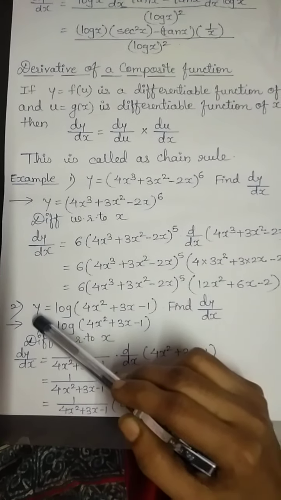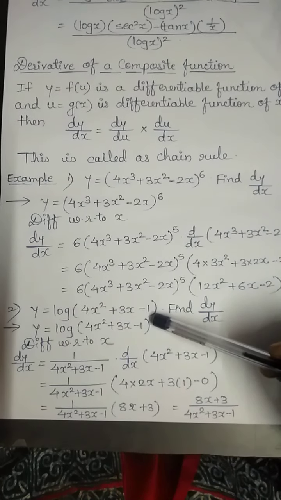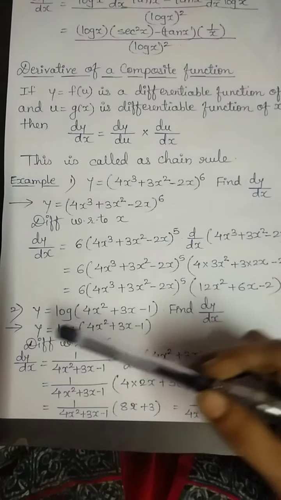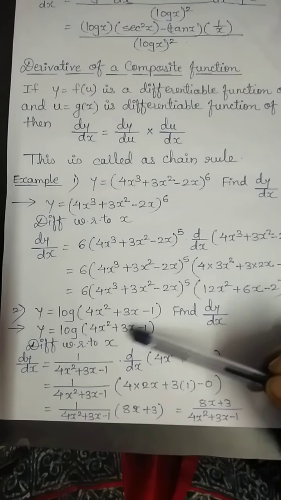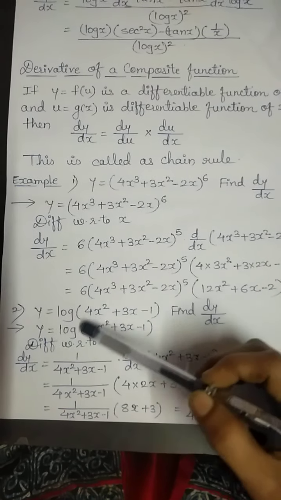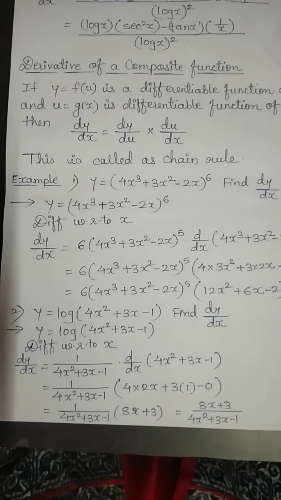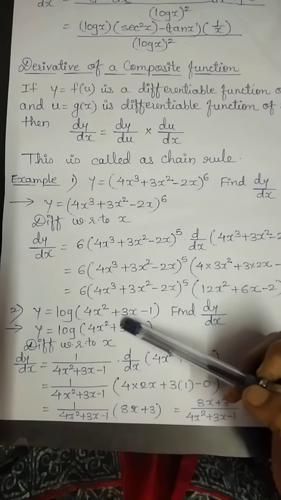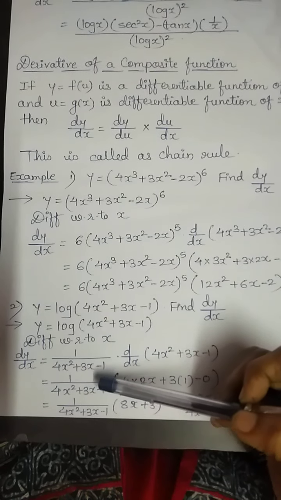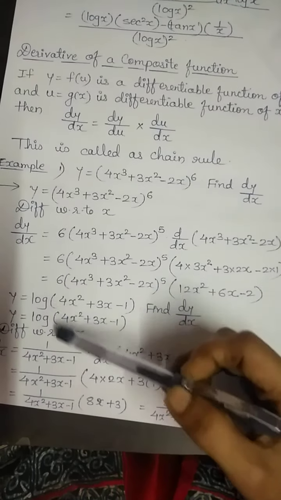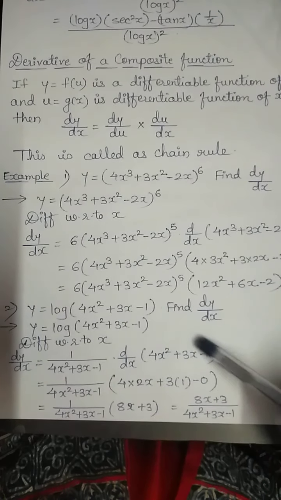Now second, y is equal to log of 4x square plus 3x minus 1, find dy by dx. Now consider the given value of y, differentiating with respect to x. Now log x, this entire term we will consider as x. Now by using standard formulas, derivative of log x is 1 upon x. So the answer will be 1 upon 4x square plus 3x minus 1. And this entire term we are considering as x. So again finding the derivative of that term.